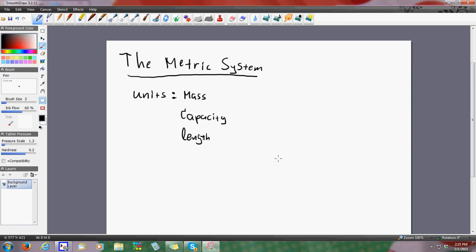So I'm here with my assistant Phoebe, who's climbing all over me, and we're going to talk about the metric system. It's a system used overseas and sometimes in America.